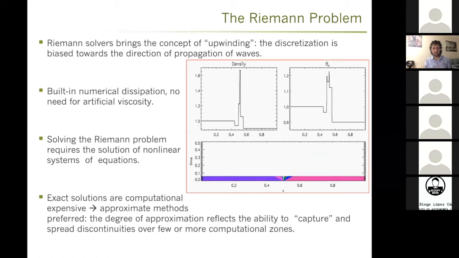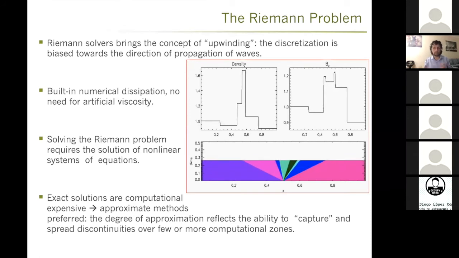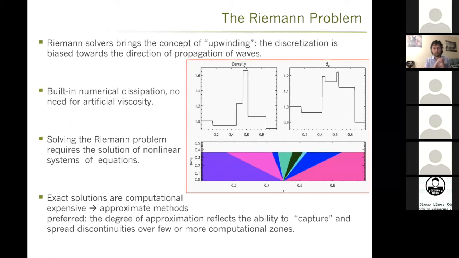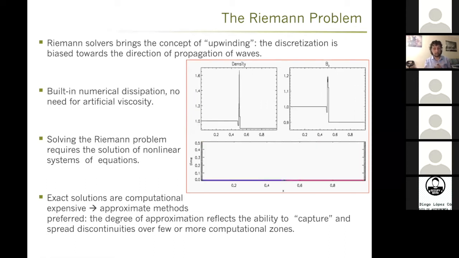If waves are coming from the right, I will use actually a right-handed approximation. Okay, so this is the concept of upwind. You cannot discretize in a central way unless you add a lot of viscosity, but an upwind scheme requires you to evaluate where the information is coming from. And for each different wave, you pick a different discretization.